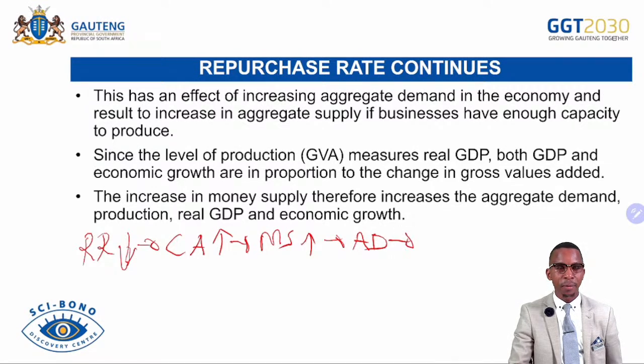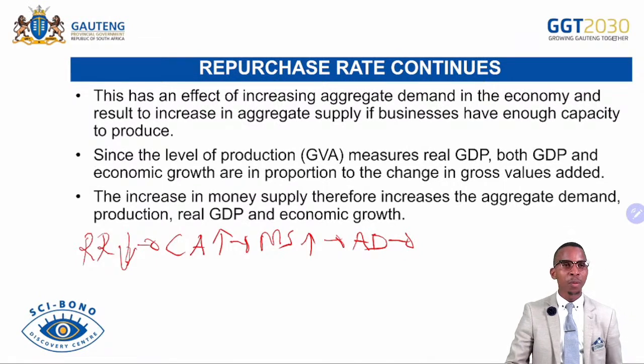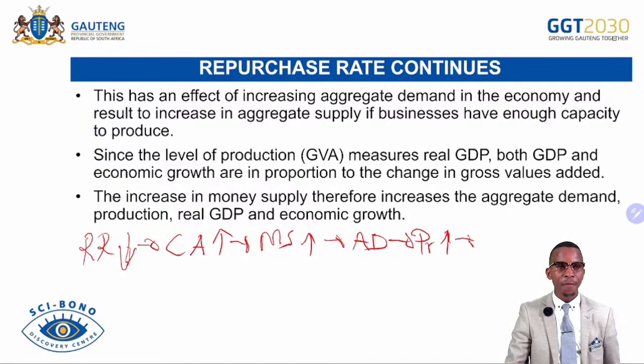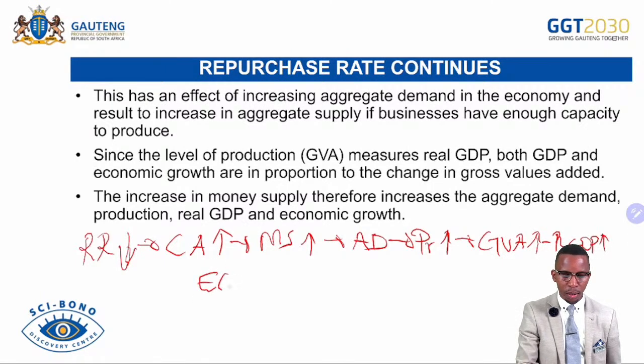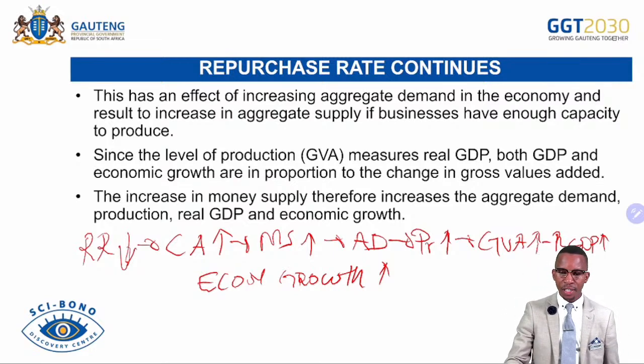As a result of that, that will push the production to increase in the economy, because if consumers are demanding more goods and services, that pushes producers to produce more, then the productivity will increase. If it increases, the gross value added within the economy will increase. As a result, real GDP will increase. And then that will lead to the increase in economic growth. Economic growth will increase informed by the decrease in what we call the repurchase rate.